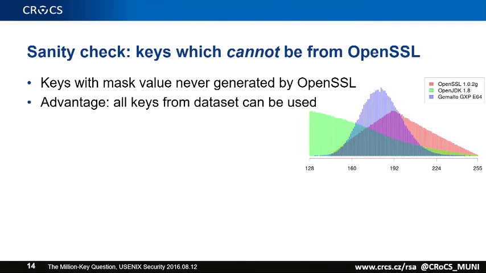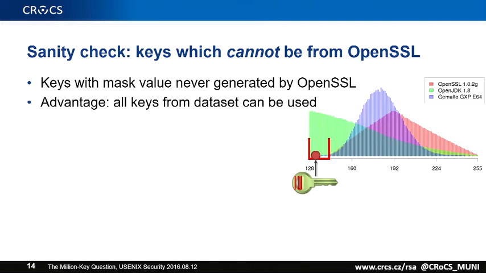A better sanity check is about the impossible keys. Because we know that some sources can't generate, or never generate, some mask values. Okay, so let's take a look at the OpenSSL and TLS dataset again. And we know that OpenSSL will never generate keys with the mask values from this particular region. And if we see a key from this region, we know it can't be OpenSSL.